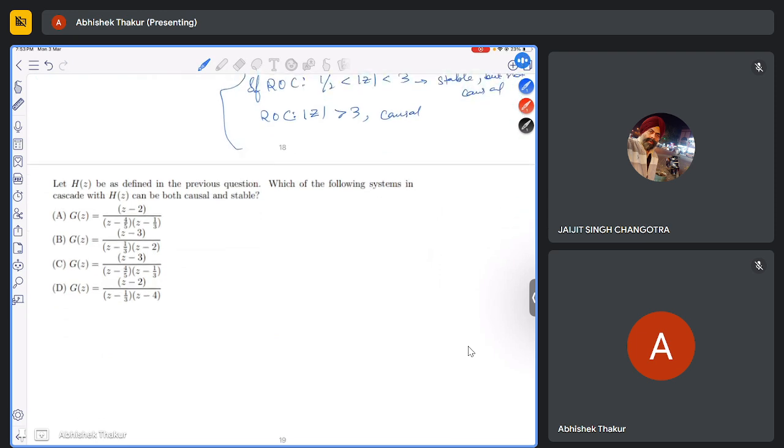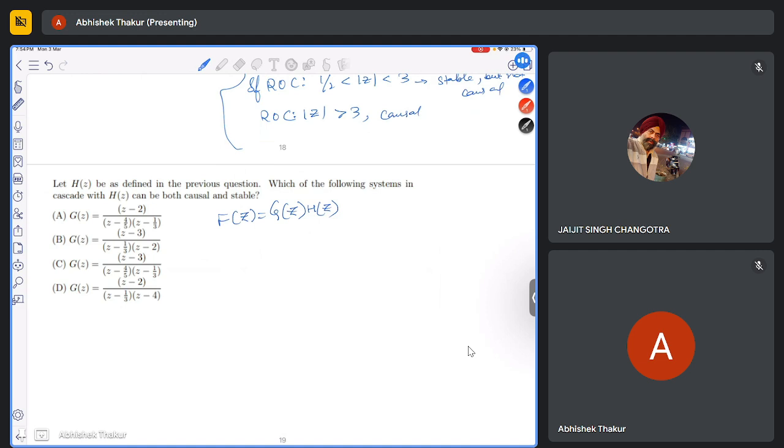So let H(z) be defined as in the previous question. Which of the following systems cascaded with H(z) can be both causal and stable? So now we have to cascade H(z) and G(z). So our F(z) is equal to G(z) into H(z). So the system causality and stability is independent of the poles and zeros of the system function.